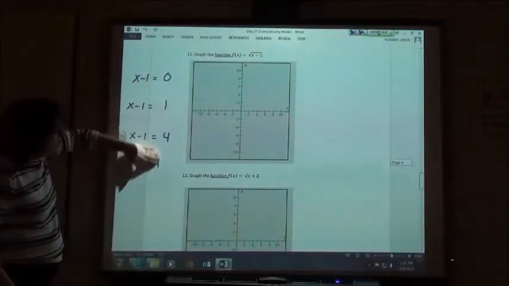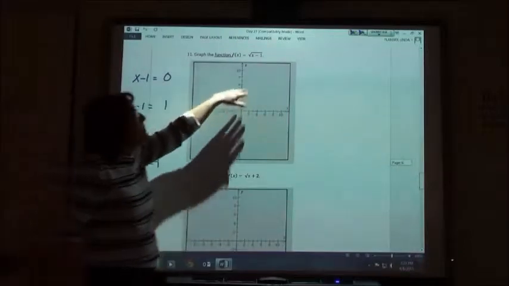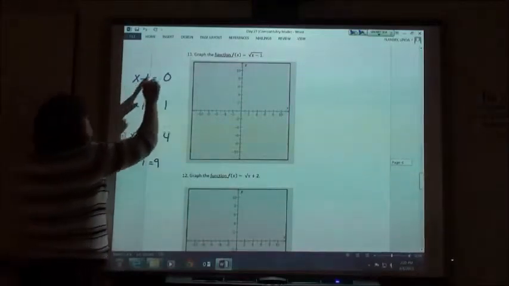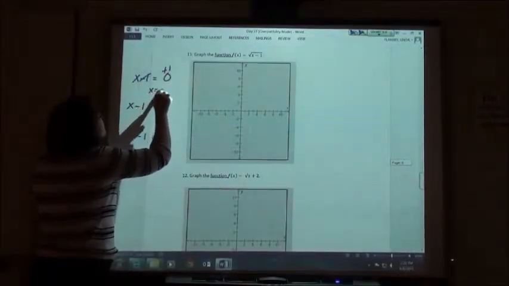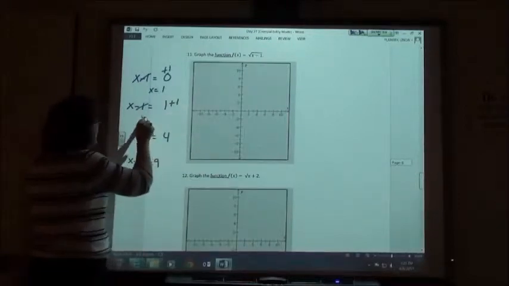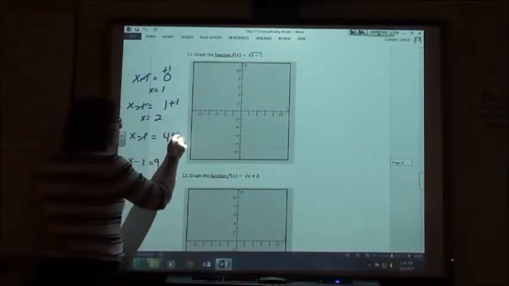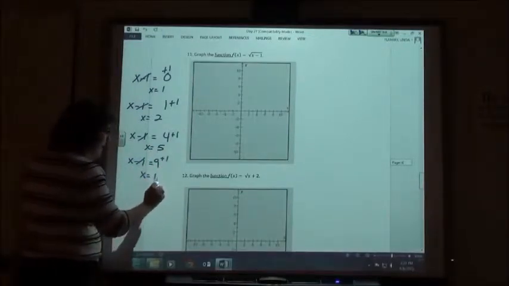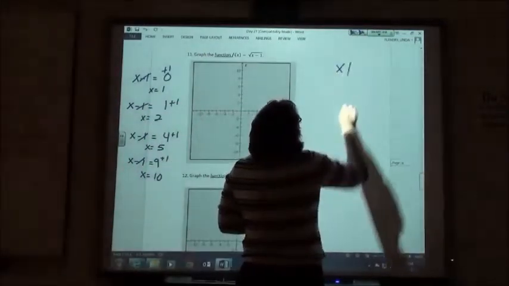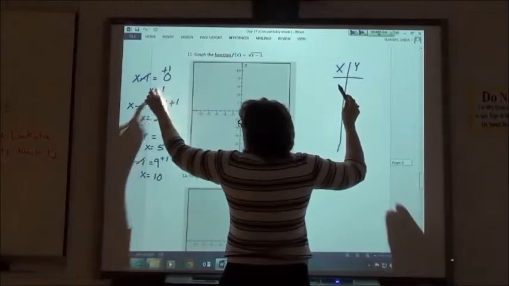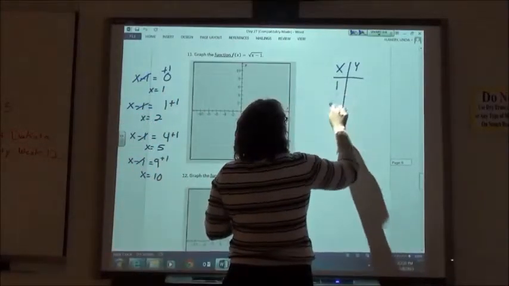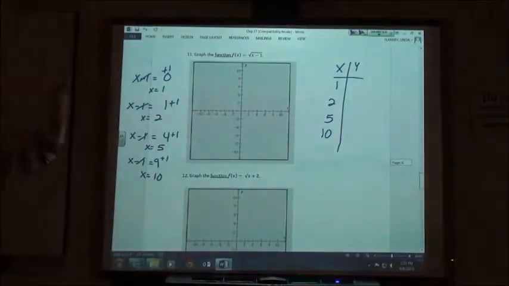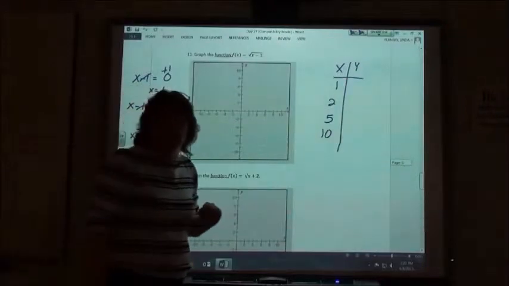So I'm using these same 4 values that I used when I had a plain x, but now I have an x minus 1 under my square root. So I'm going to solve each of these. Here I have to add 1. I get x equals 1. Here I'm going to add 1. I get x equals 2. Here I'm going to add 1, so x equals 5. Here I'm going to add 1, so x equals 10. So when I'm doing my table, I'm using 1, 2, 5, and 10 for my values, because those are the values that are going to make those nice perfect squares so I can do the square root of my numbers.